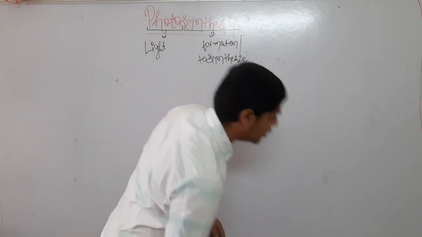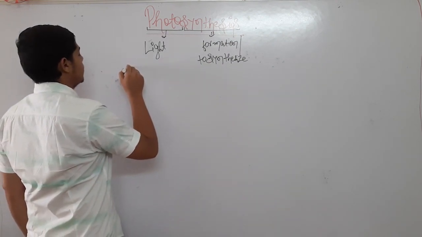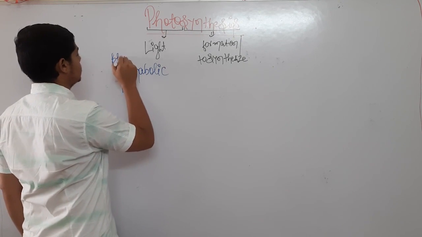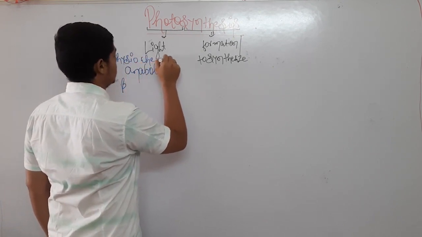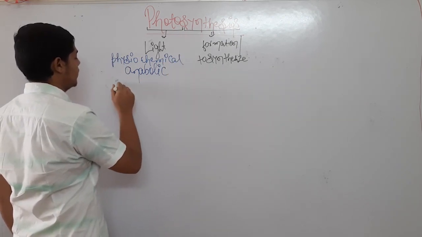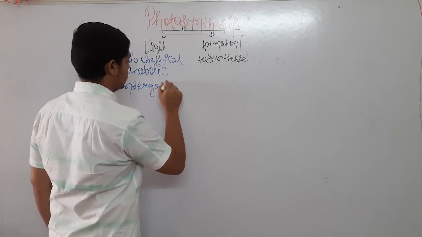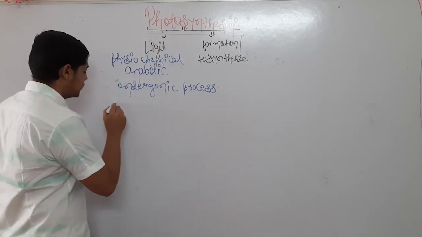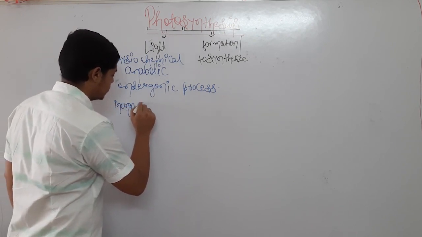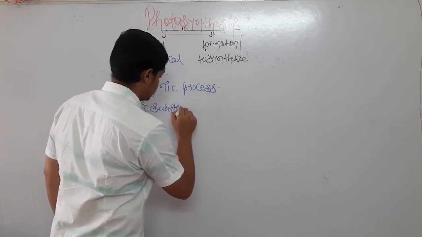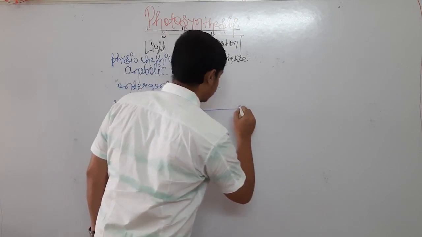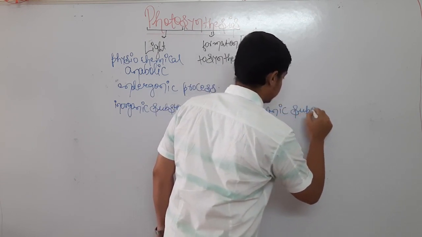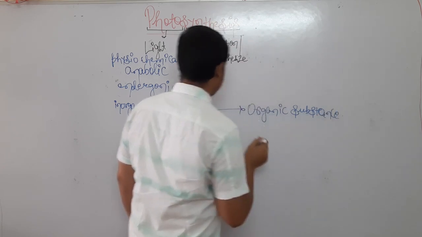So if we look at the definition, we can define photosynthesis as an anabolic, or we can say physiochemical, anabolic endergonic process in which simple inorganic substances are converted into a complex organic substance in the presence of light.